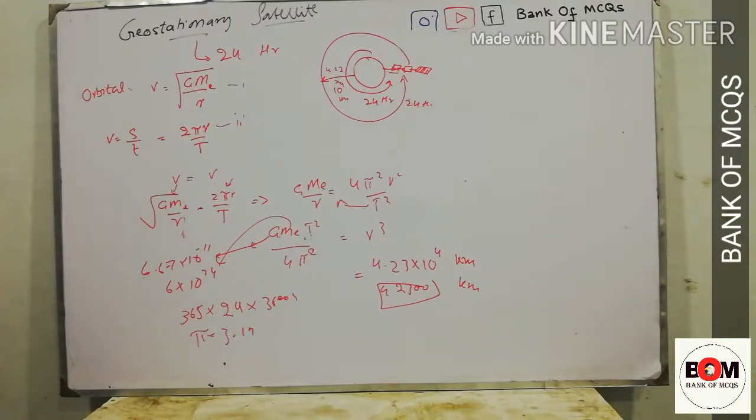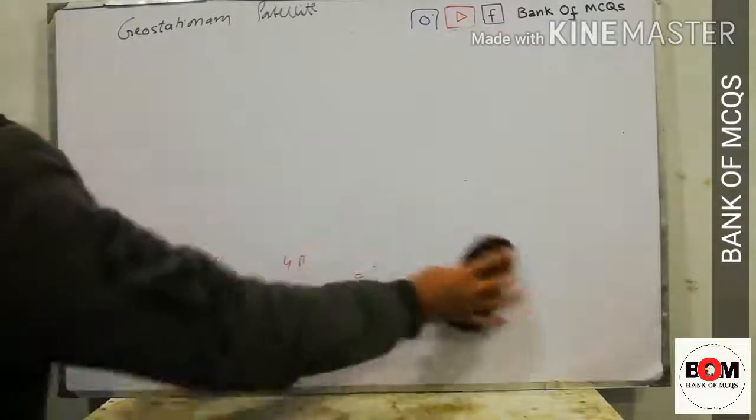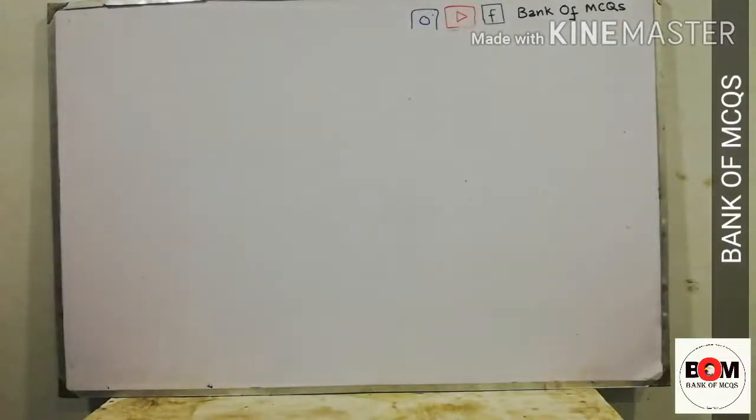Now the next one is real and apparent weight. So we know that if a body is not moving upward or downward, its mass remains constant.